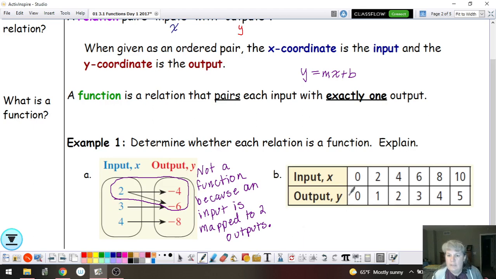If we look at the table, if I look at my inputs, I have 0, I have 2, I have 4, I have 6, I have 8, I have 10. I don't have any repeated inputs. Because I don't have any repeated inputs, I can say this is a function because there are no repeated inputs.